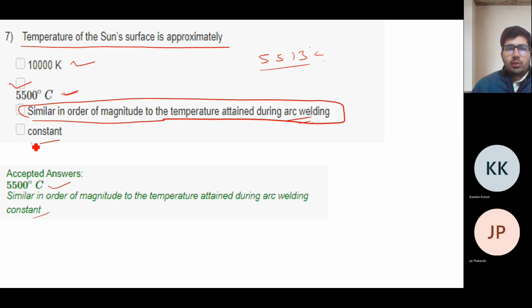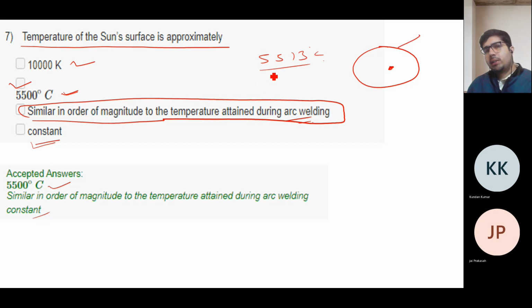It's also constant because the core of the Sun has millions of degrees centigrade temperature. So suppose the surface is radiating some heat, but the core is again conducting heat to the star's surface. So the surface of the Sun will remain at constant temperature, and that will radiate the heat at that same temperature. So all three options are correct.